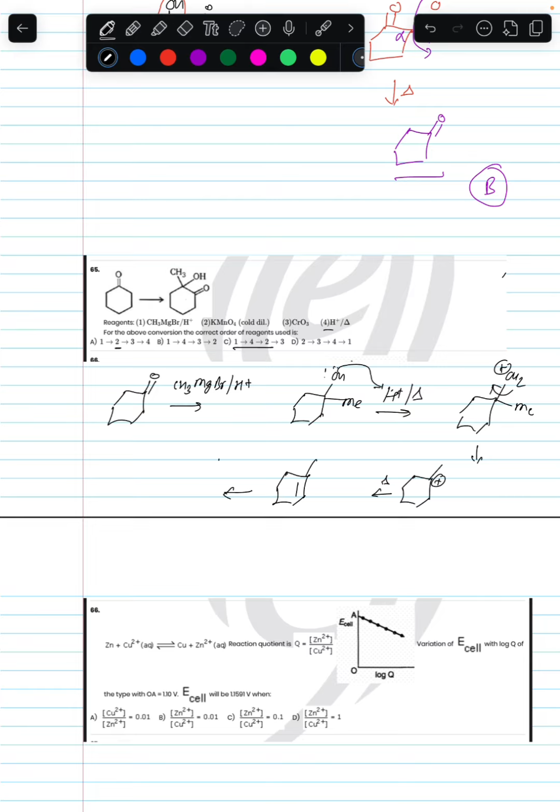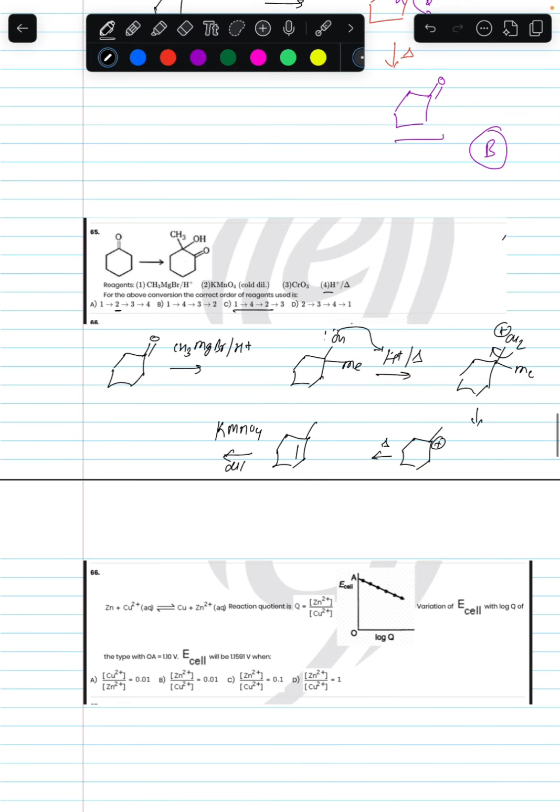This Saytzeff alkene, with the next reagent dilute KMnO4, gives dihydroxylation. So we get the alkene converted to two OH groups. The next step is reagent 3, that is CrO3. CrO3 oxidizes a 2 degree alcohol into ketone, while a 3 degree alcohol is not oxidized. So the correct option will be C. We obtain the same product.